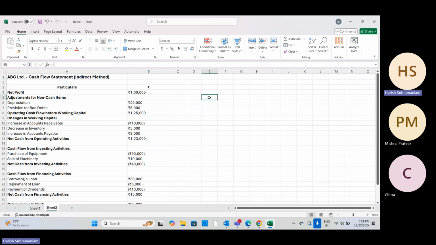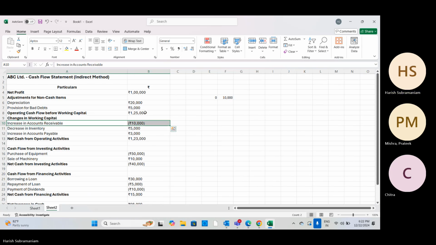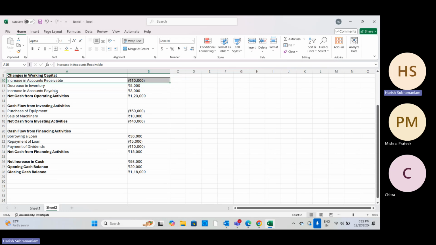So in this case, last quarter, let's say there is 0. And then this quarter, let's say there is 10,000 in accounts receivable. So what does that mean? That this 10,000 amount is yet to be received. I don't have the cash for that. So we have to subtract that amount from the cash flow statement.